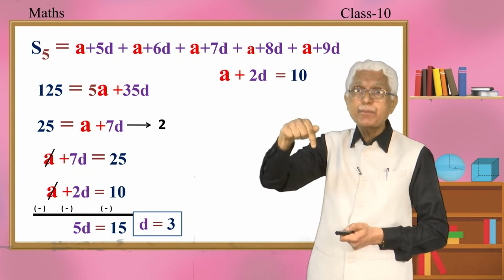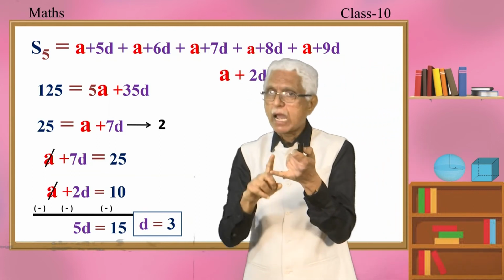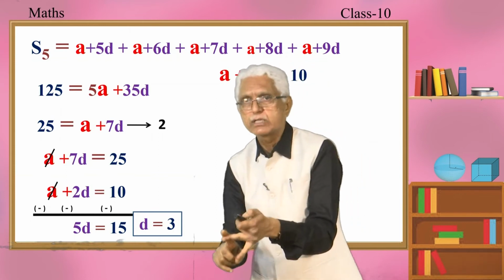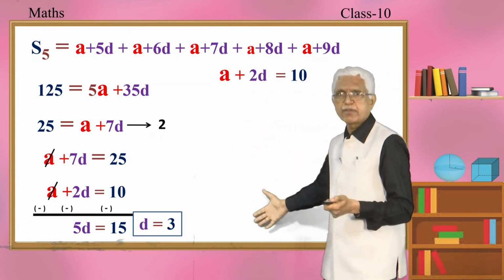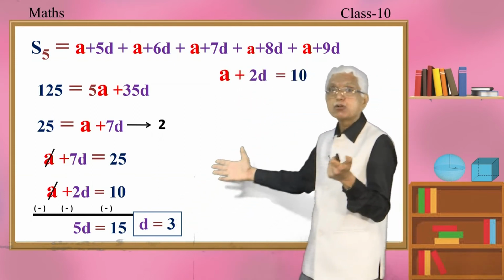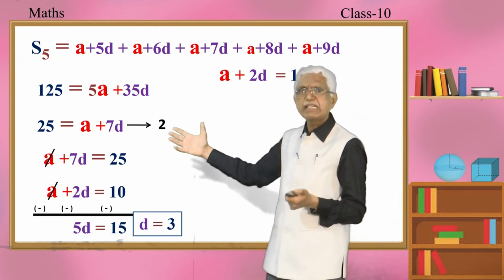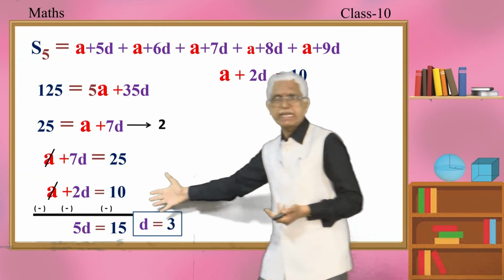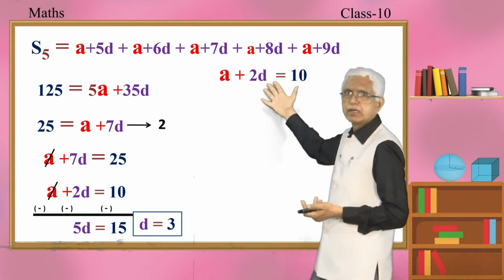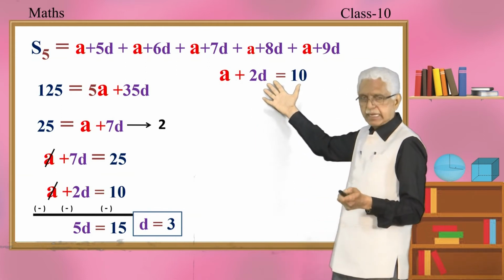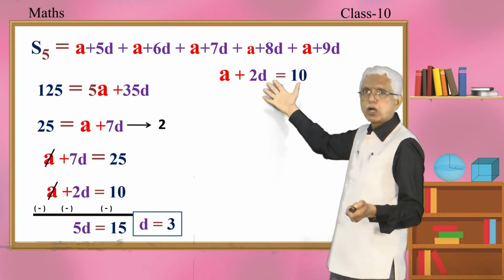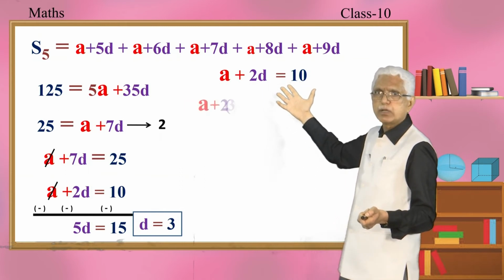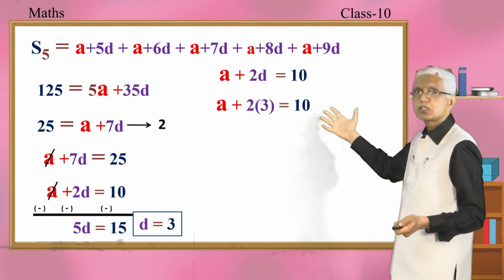To write the AP, I should know the first term and the common difference. Just now I found out the common difference, but I do not know the first term. So, I will take any one of the equations. I will take a plus 2d is equal to 10. Observe, I take a plus 2d. I do not know a, so I write it as it is, plus 2 into d.